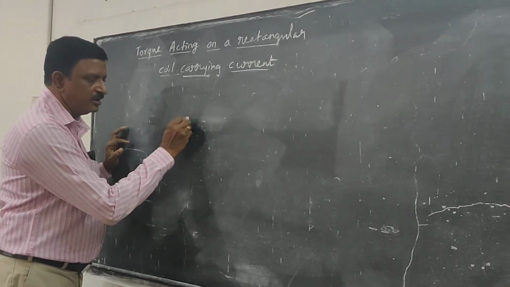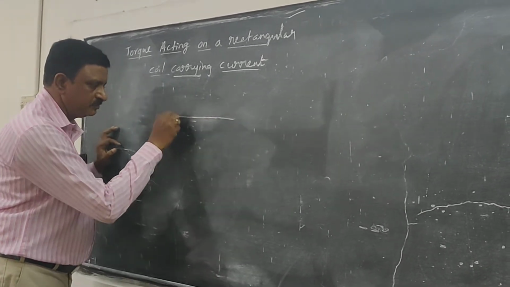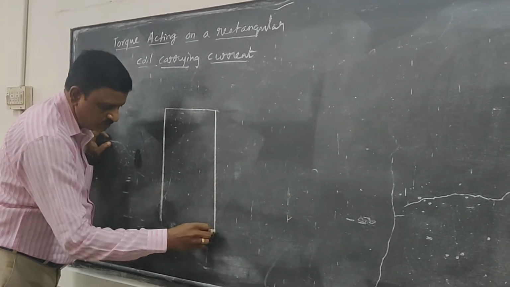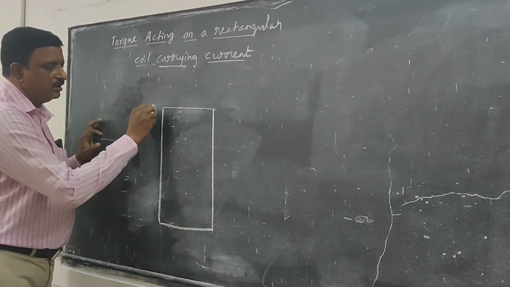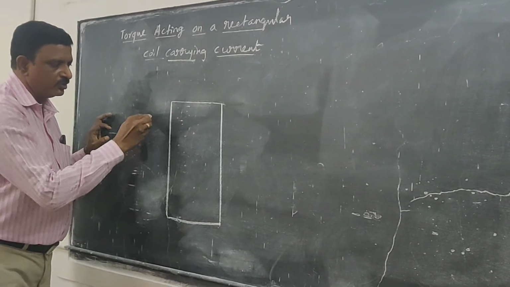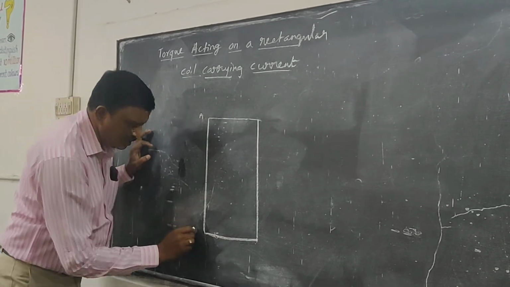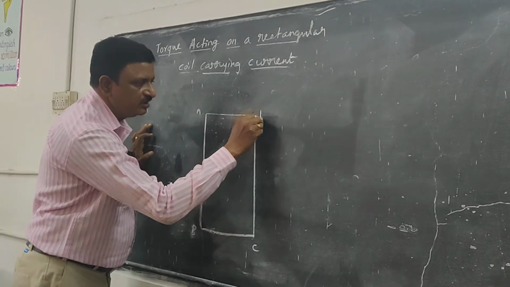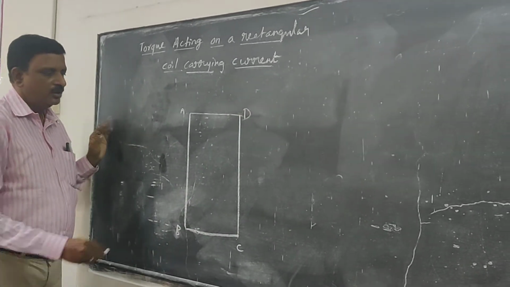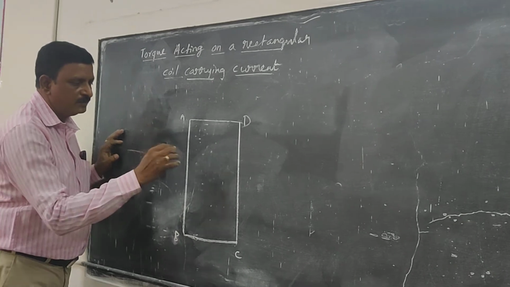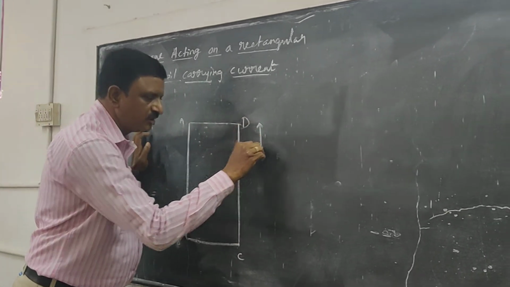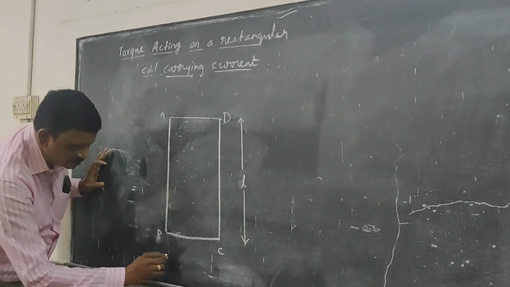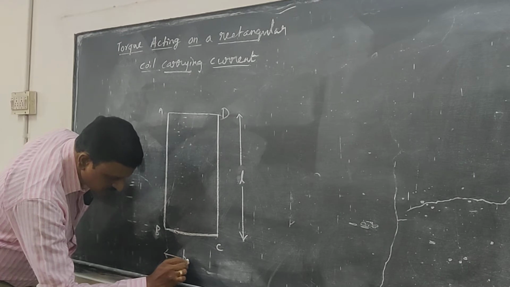So now we are going to take a rectangular coil. I am going to give the names as A, B, C, D on the rectangular coil of length L and breadth B. The length of the coil is going to be taken as small l, and the breadth of the coil is going to be taken as small b.